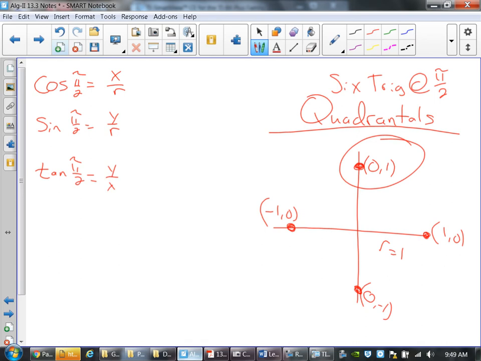What's x over r for cosine? So what's the cosine at pi over 2? Zero. Cosine at pi over 2, it's x over r. What's x at pi over 2? 0. What's r? 1. What's 0 divided by 1? 0.